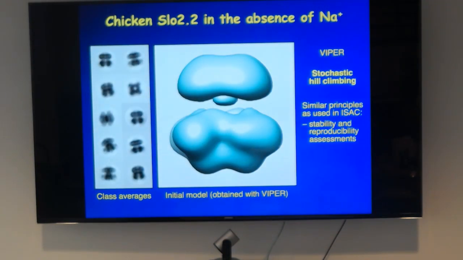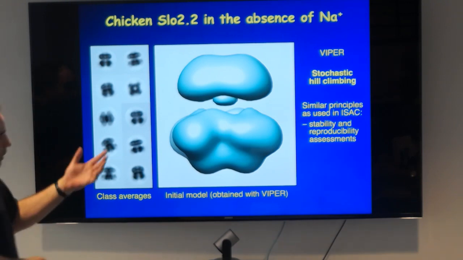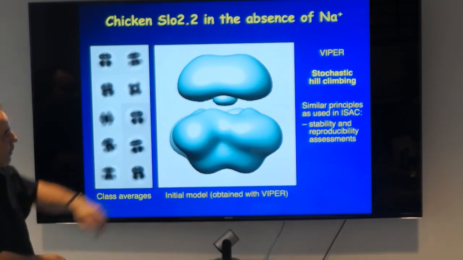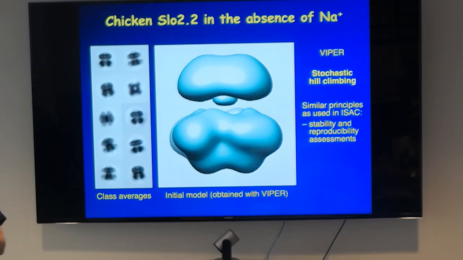And so this was initially introduced by SIMPLE, and then it was used as VIPER in SPARX. And now cryoSPARC is a program that does it very nicely, and RELION is doing it as well. Probably RELION is doing the same thing. So this is now basically how refinement is done using stochastic hill climbing.